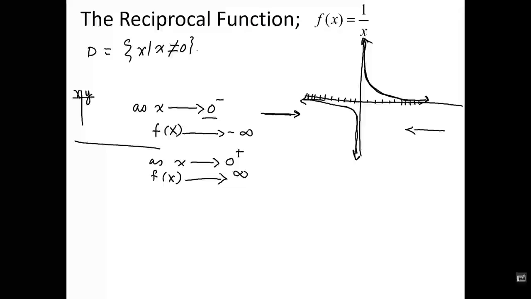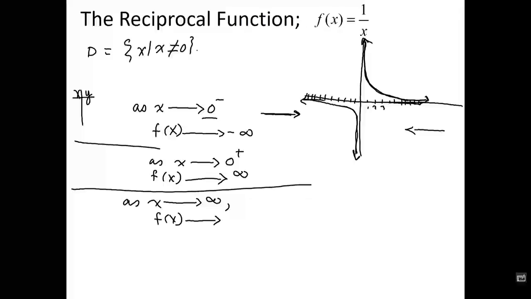Let's see how we would indicate this symbolically. So, as x increases without bound, we say x is approaching infinity. All right, so x is increasing. We note that as x increases without bound, the values of the function are getting closer and closer to the x-axis. So f of x is approaching 0.